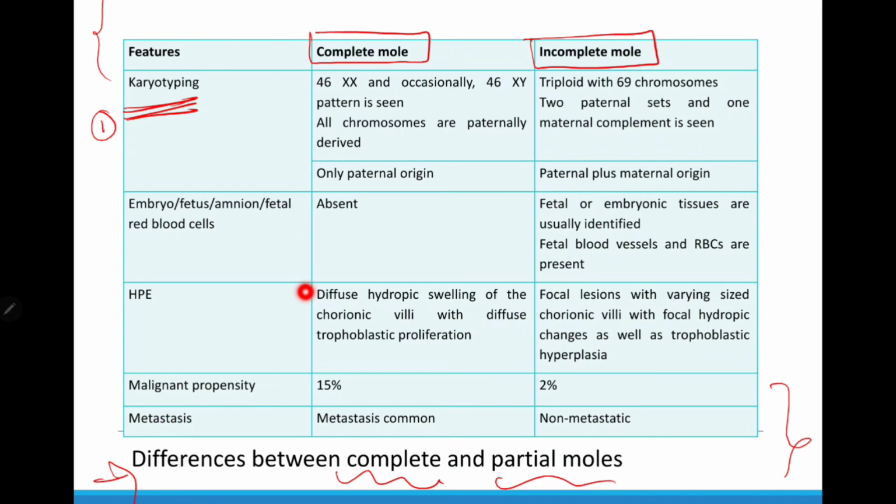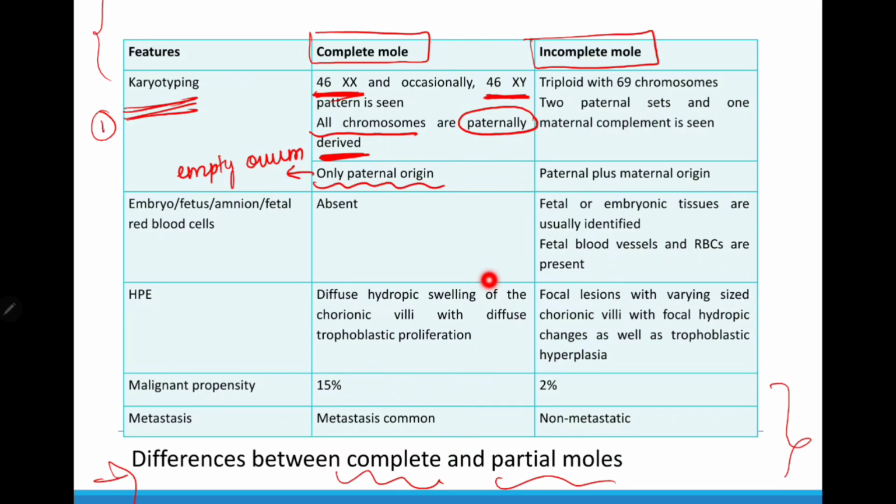Karyotyping means the genetic basis. As we already studied in the previous figure, in complete mole, it can be either 46XX or 46XY, and all the chromosomes are paternally derived. What do you mean by that? Why is it only paternal origin? What is the reason? Because there is an empty ovum, all the chromosomes are paternally derived and it is only paternal origin.